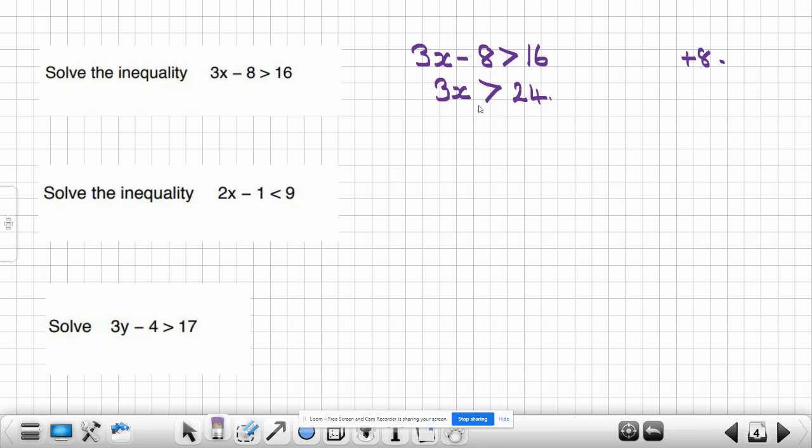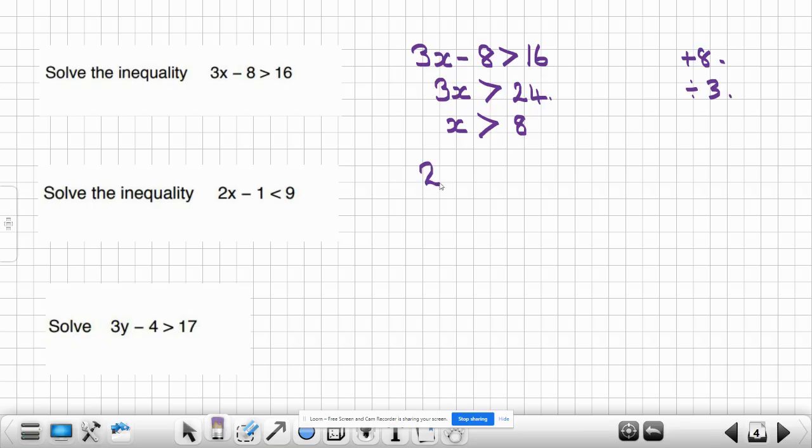Again, we want to isolate the x. At the moment, it's being multiplied by 3, so we can divide by 3, but we must do it to both sides. So we divide by 3 and we end up with x is greater than 24 divided by 3, which is 8. And that's where we finish. We still don't know the value of x, but we've simplified it to show that x must be greater than 8. If you feel confident, have a go at the second one.